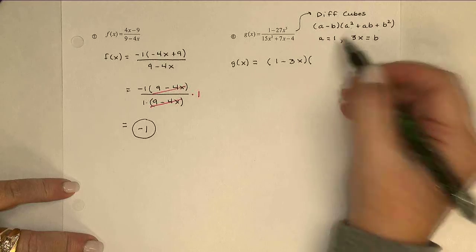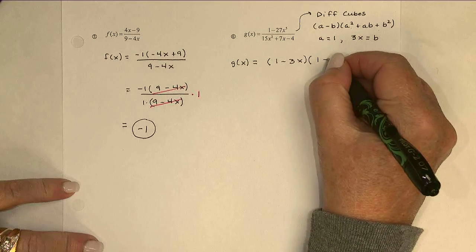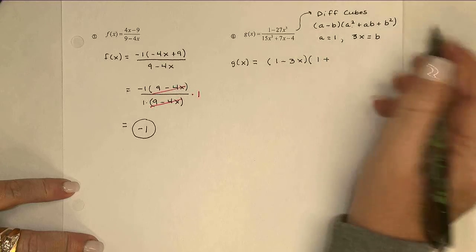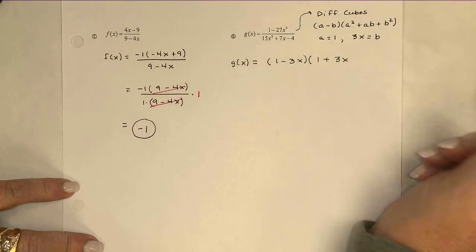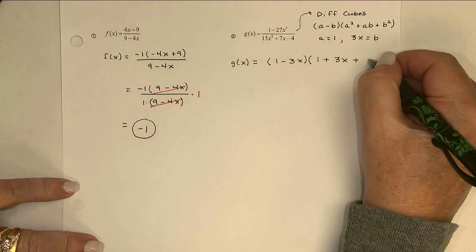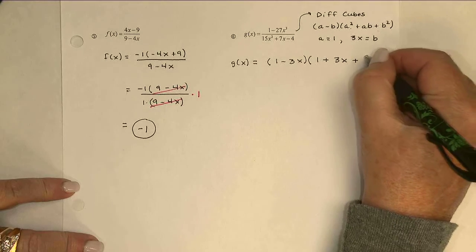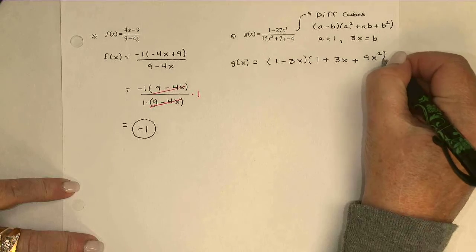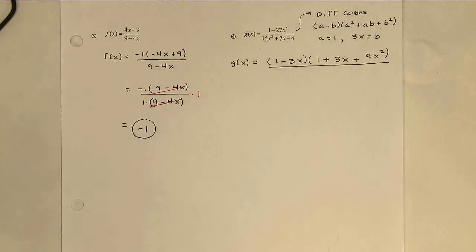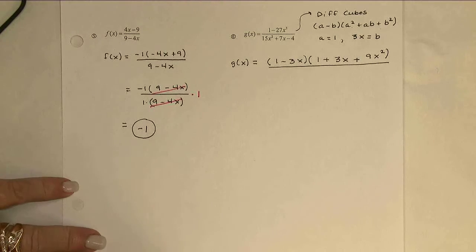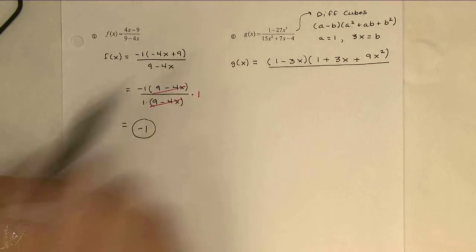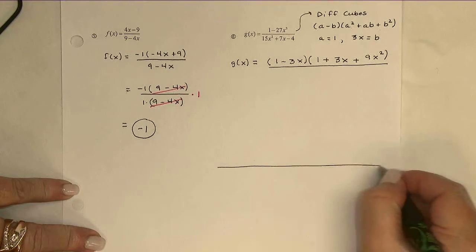A squared, 1 squared is still 1. Plus A times B, 1 times 3x is just 3x. Plus B squared, 3x times 3x would be 9x squared. All right, so there's a nice factored form of the numerator. We'll turn to the denominator next, and I'm going to need a little space on this one.